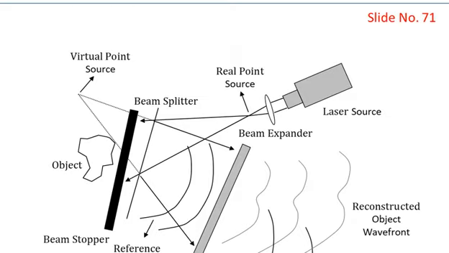Now you see that if you extend these wavefronts, that is the reference wavefront, backward, it will appear that these wavefronts are coming from a virtual point source, which we have extended backward by joining the actual propagation directions of the reference wave to find out the location of the virtual point source. So the real point source is in front of the laser, and the virtual point source is at the back of the beam splitter.